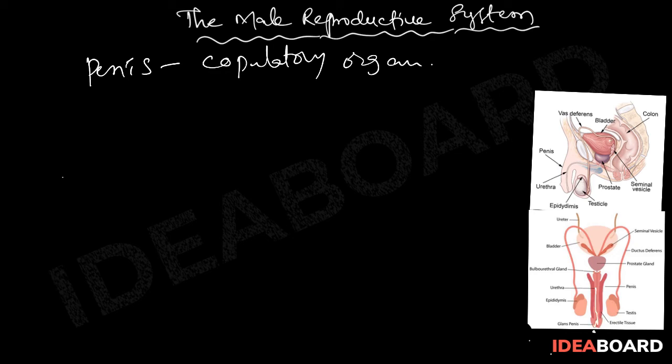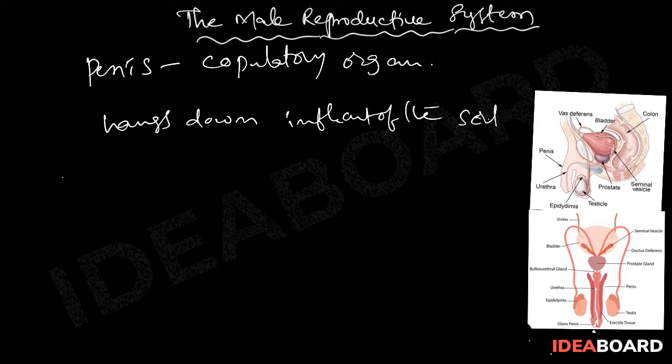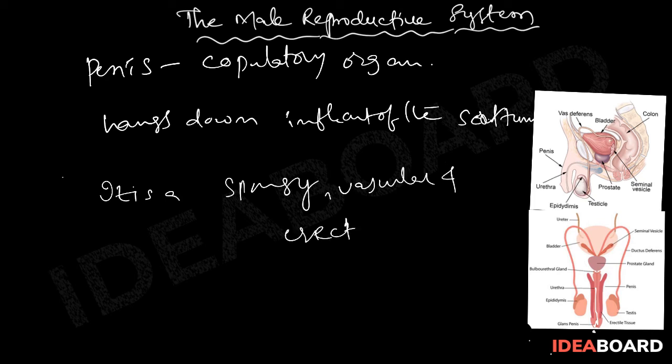The penis hangs down in front of the scrotum, in the lower abdominal region. It is a spongy, vascular and erectile organ. The extended sensitive terminal part of the penis, located here, is called the glans penis.